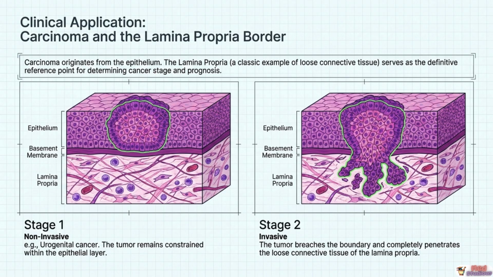In a stage 1 non-invasive cancer, such as early urogenital cancer, the malignant tumor remains entirely constrained within the epithelial layer, sitting above the basement membrane. Because there are no blood vessels in the epithelium, the risk of spread is low. However, stage 2 signifies an invasive cancer. This occurs when the tumor acquires the ability to breach the basement membrane boundary and completely penetrates into the loose connective tissue of the lamina propria. Once in this vascular-rich connective tissue ecosystem, the cancer can easily metastasize through the blood and lymph.